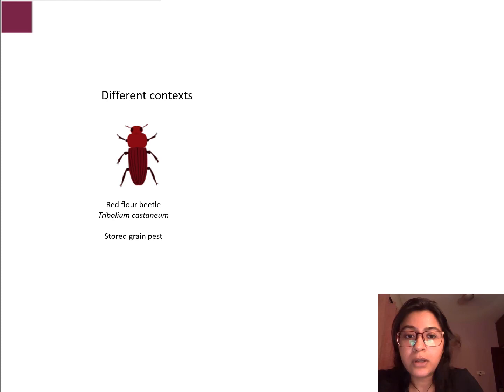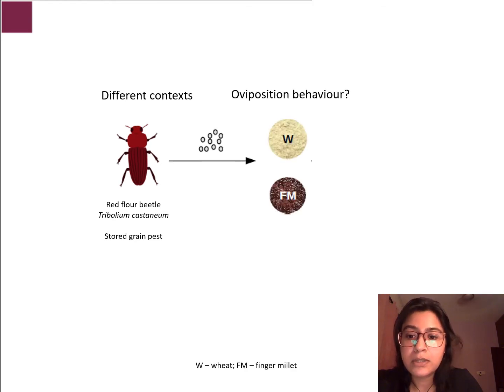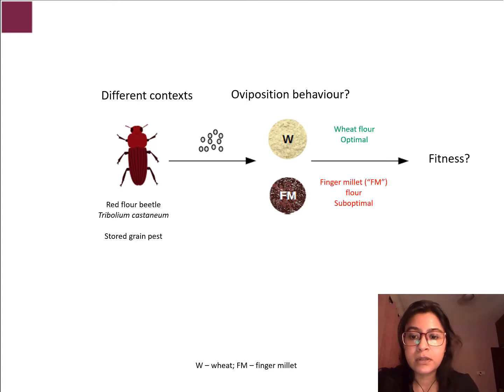So, to put all of this together, I want to ask whether female beetles that have experienced different age and density contexts also show different behaviors while ovipositing in a heterogeneous environment. Depending on whether they allocate more eggs to the optimal and ancestral wheat patch or more to the suboptimal finger millet patch, what are the fitness outcomes of that context-specific behavior?